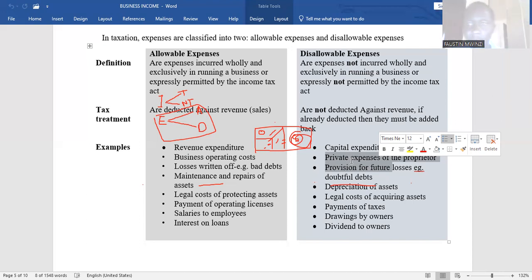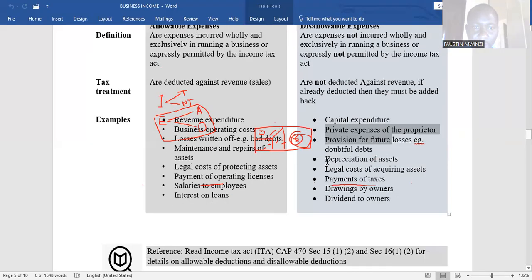Sorry. Hope you had that minute to reflect on what you are trying to say here. So look at expenses that are not allowable. Private expenses for the proprietor, provision for future losses. Like provision for bad debts. If the debt has become bad and you have written it off, it's okay. But telling us they might occur and we are creating a provision for it, that provision is not allowable.